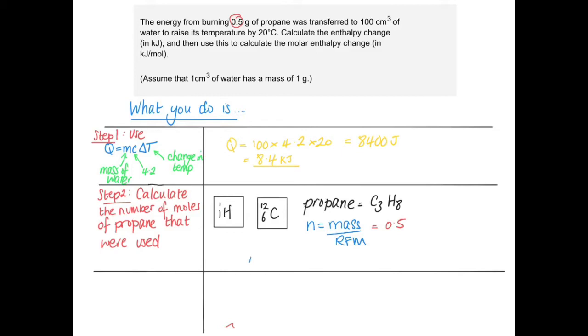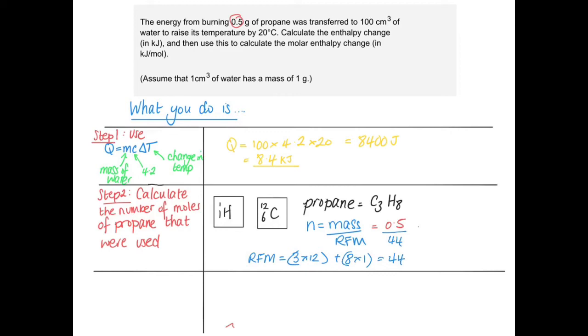So the RFM of propane is 3 carbons. Each carbon weighs 12, so that's 3 times 12, plus 8 hydrogens, and each hydrogen weighs 1, plus 8 times 1, which equals 44. So the relative formula mass of propane is 44.